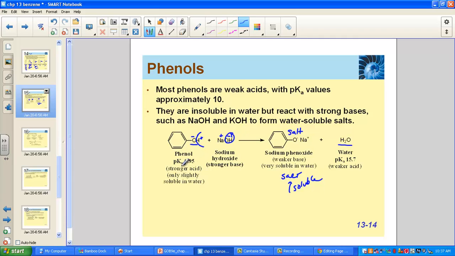Because these phenol groups are quite weak acids, they do not react well with weak bases, such as sodium hydrogen carbonate, NaHCO3, which we call baking soda, or ammonia, NH3. No reaction for weak bases. They only react well with a very strong base, which has the ability to pull off this proton, breaking that OH bond from the phenol. Weak bases are not capable of doing that.